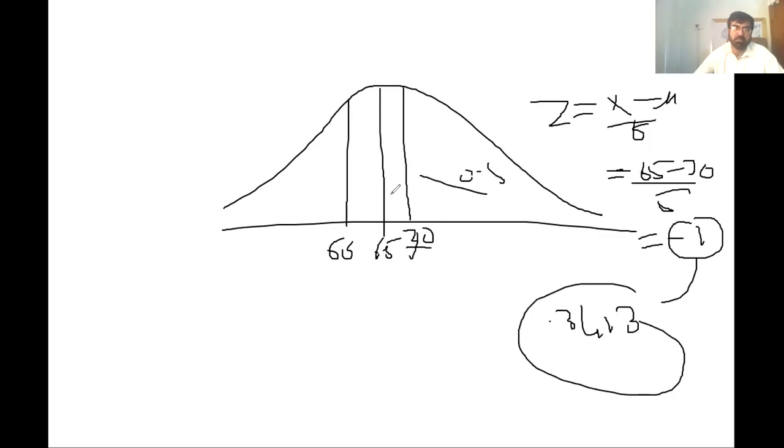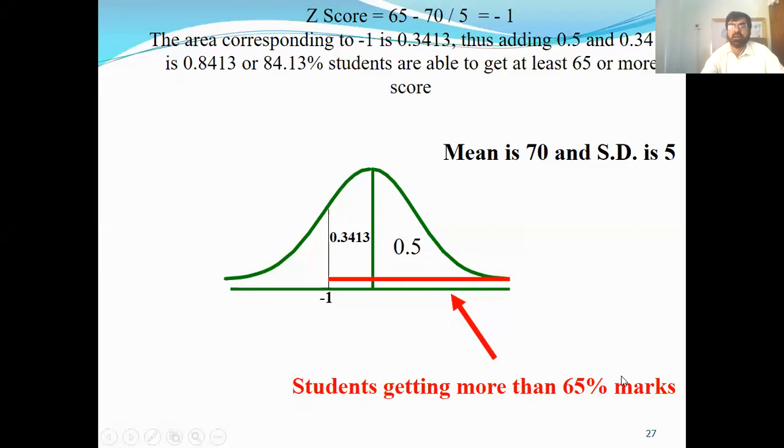So for those students above 65, you have to add up these two areas, this area and this area, and that will make how much? The students getting a score of more than 65 are in this area. So when you add up this area, that will become 84.13%.